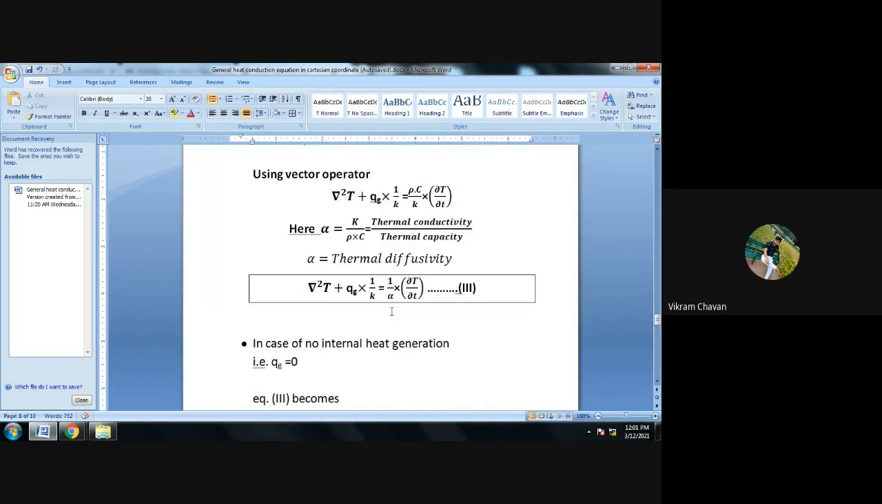Remaining students, please put up your roll numbers and you can leave the meeting.